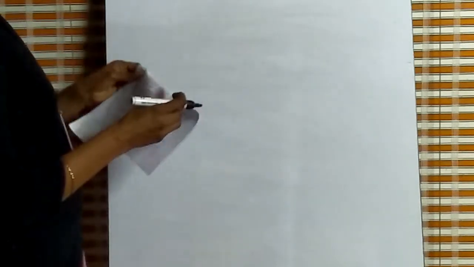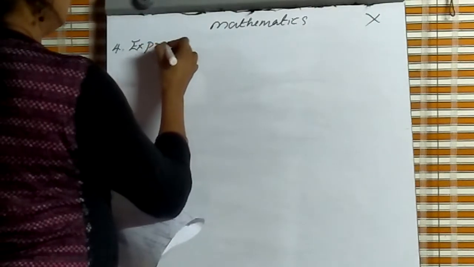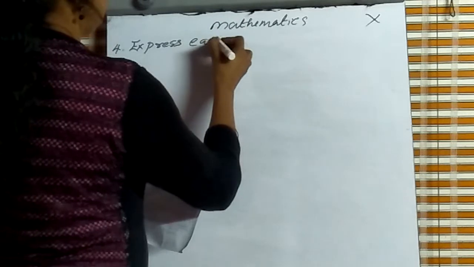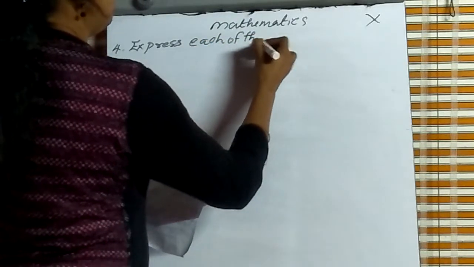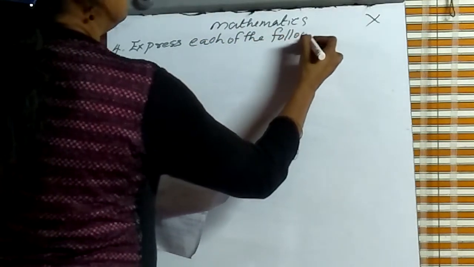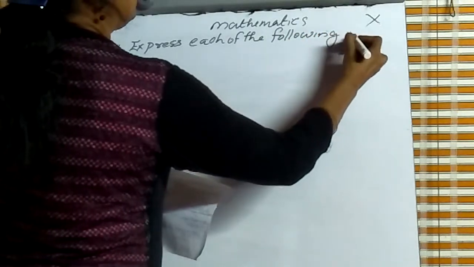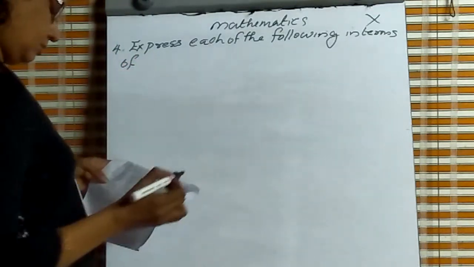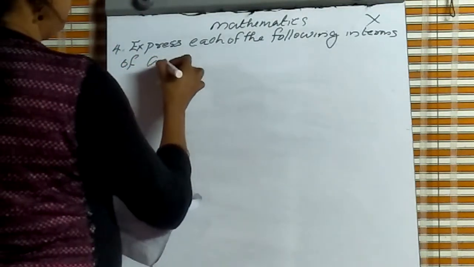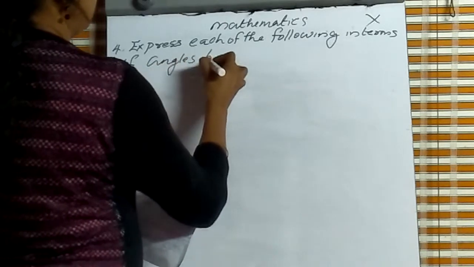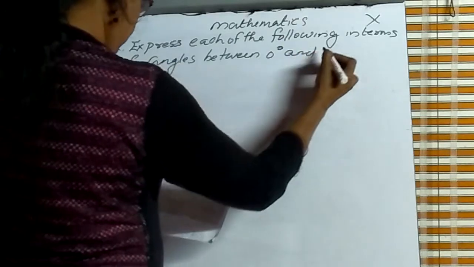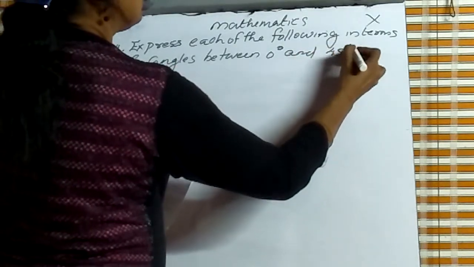Question number 4. Express each of the following in terms of angles between 0 degree and 45 degree.